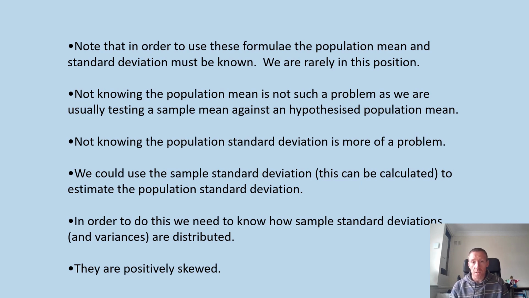Instead of using the population standard deviation, we could use the sample standard deviation. We can calculate that: we work out our mean, and then we work out how much scores vary around the mean, and figure out our standard deviation for the sample. We could use that as an estimate of the population standard deviation. But in order to do that, we need to know how sample standard deviations and variances are distributed. And unfortunately, they are positively skewed.